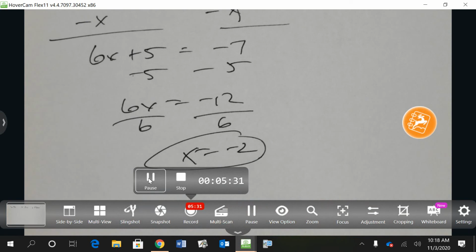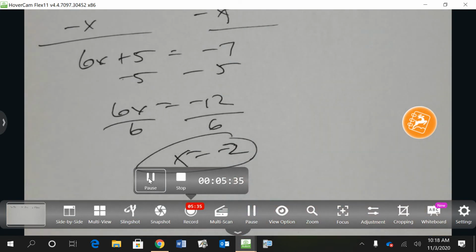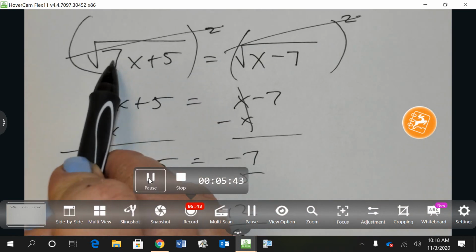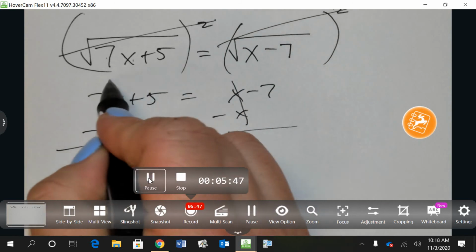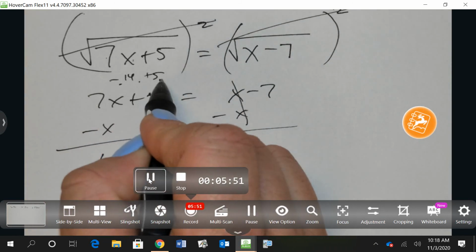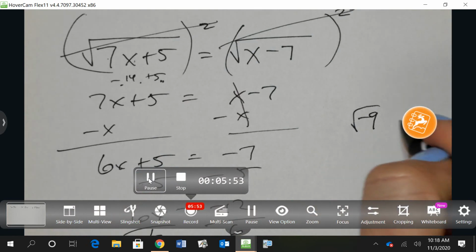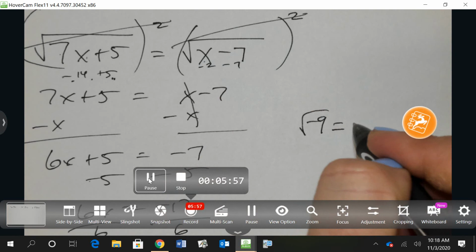Now, just because we get an answer that's negative, a negative answer does not automatically mean this doesn't work. Does not mean that at all. But let's check and see. So I'm going to take the -2 and plug it in. 7 times -2 is -14. And -14 plus 5 is -9. So I have -9 over here. And I plug in the -2 here. -2 minus 7 is -9.